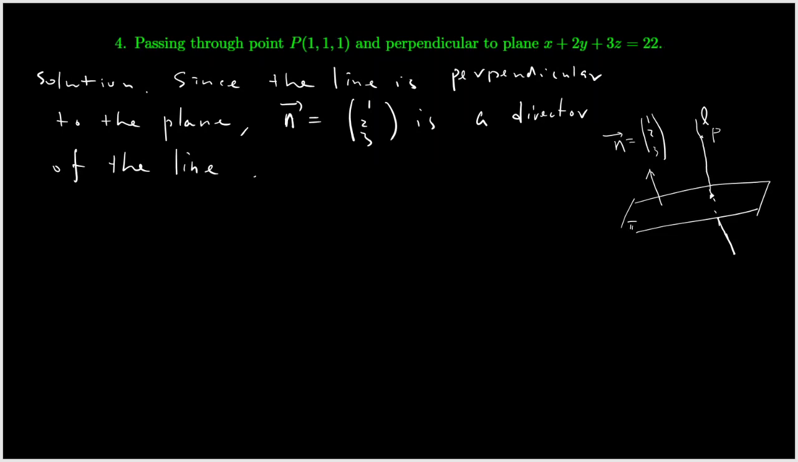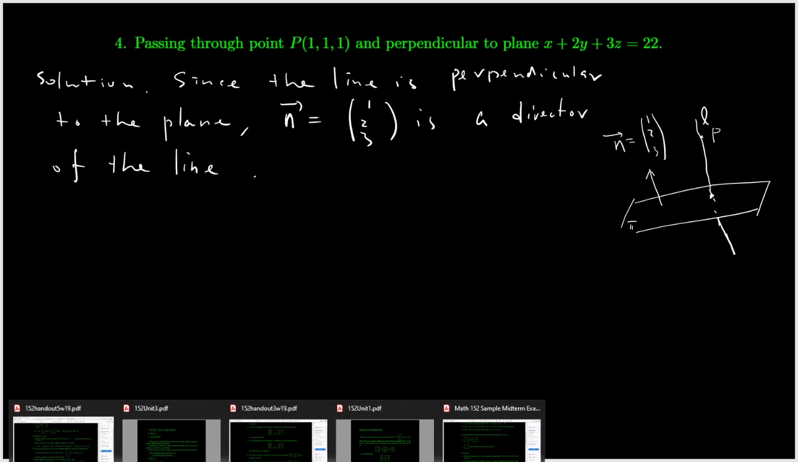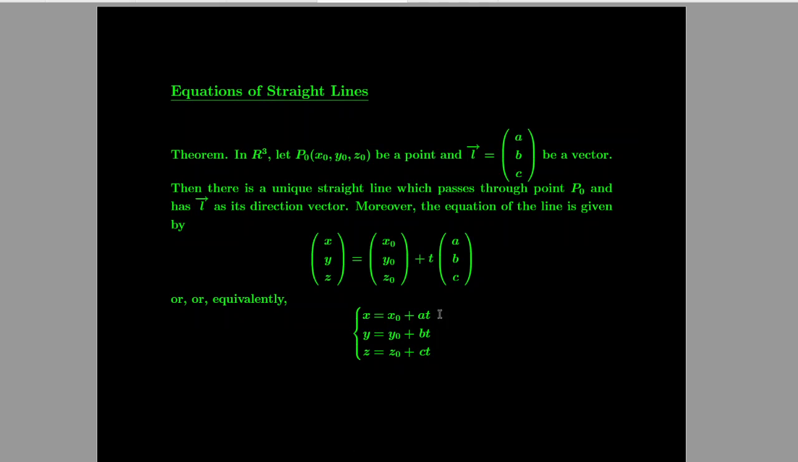Now you have a point, you have a direction vector. You are ready to get the equation of the line. If you want, we still need to use the formula on the screen. That's the vector form of the equation. That's the parametric form.